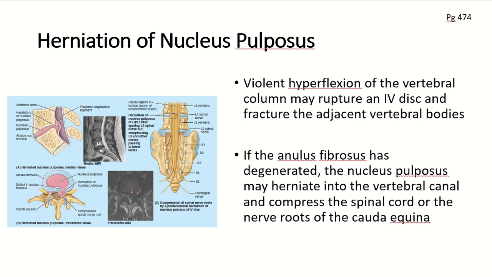In contrast, the flexion of the vertebral column produces a compression anteriorly and also stretches and provides tension on the posterior aspect of the intervertebral disc, and it causes the nucleus pulposus to move posteriorly towards the thinner part of the annulus fibrosus. And so if that happens, if the annulus fibrosus, which is of course the outer ring of the intervertebral disc, has degenerated, then the nucleus pulposus can actually herniate into the vertebral canal, okay, and compress the spinal cord or the nerve roots of the cauda equina.